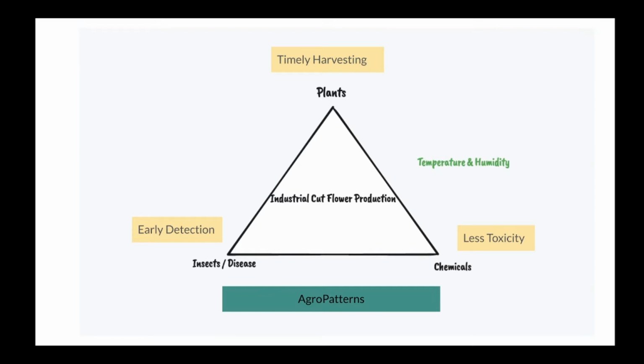Temperature and humidity are the key components for plant growth. They also have a huge impact on the growth and presence and severity of insects and disease. And they also have a direct impact on the active ingredients that are part of the chemicals that are used, whether it's fertilizers to help with growth or insecticides or pesticides.